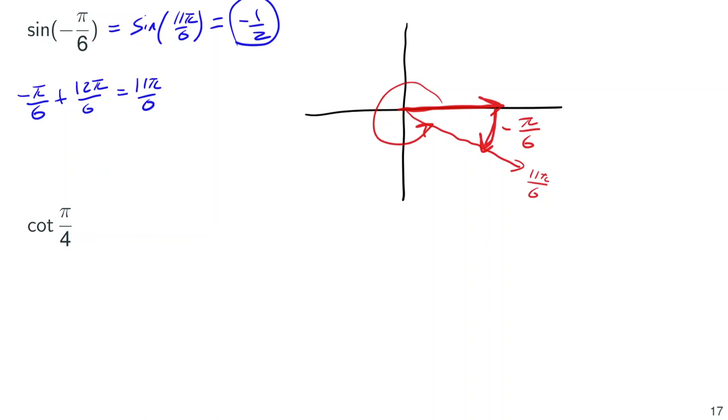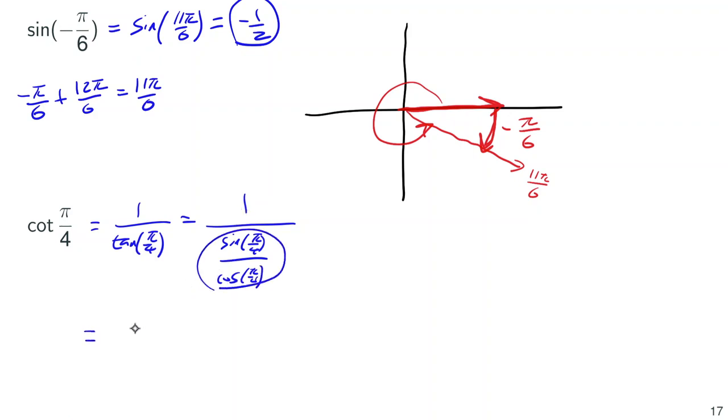Cotangent of pi over 4. Cotangent is same as 1 over tangent. So 1 over tangent of pi over 4. And tangent is same as sine pi over 4 over cosine pi over 4. And we can rewrite this again. Dividing a fraction is the same thing as multiplying reciprocal. So we can do 1 times cosine of pi over 4 over sine of pi over 4.